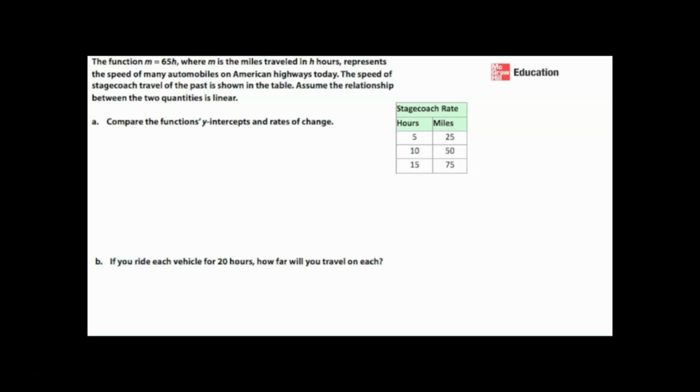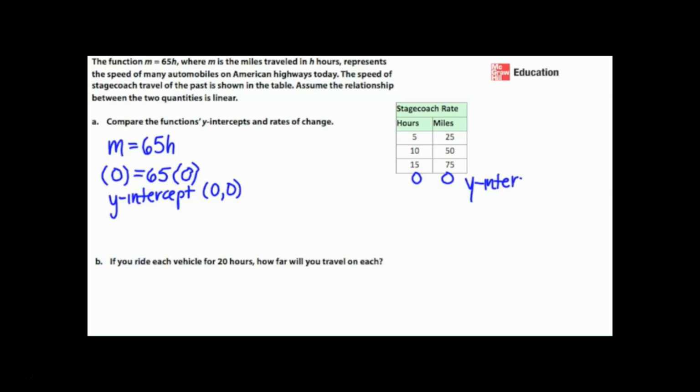Let's begin by comparing the y-intercepts. m equals 65h. If we substitute 0 for h, the result is 0 for m, which means the y-intercept is at the origin, (0, 0). If we look at the table for the stagecoach rate, you'll also notice that (0, 0) would be an ordered pair. At 0 hours, no miles are covered. So the y-intercept for each is (0, 0), or the origin.